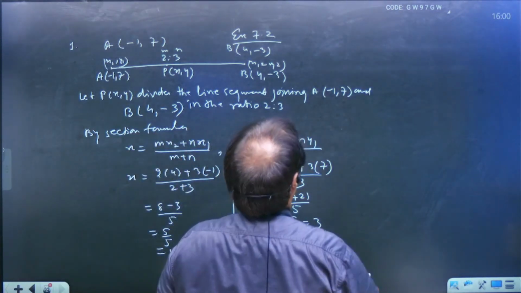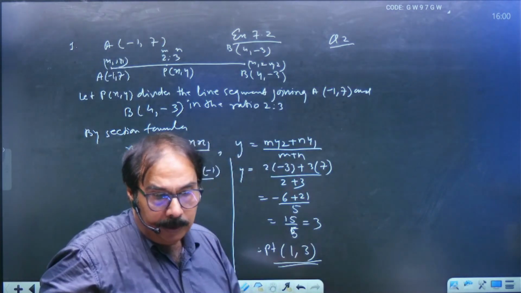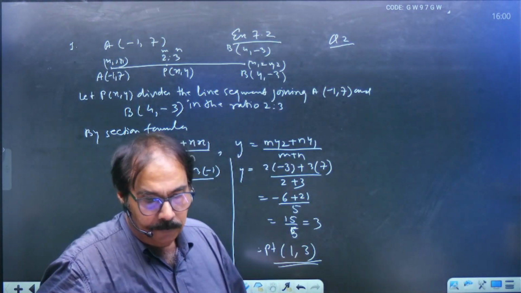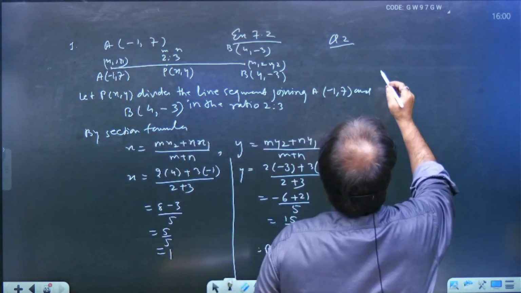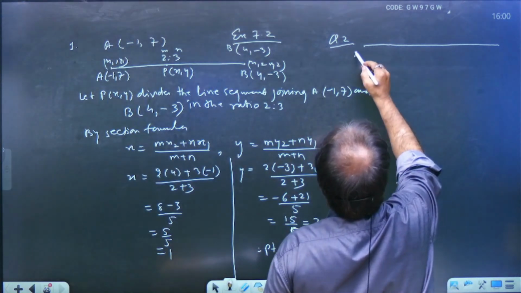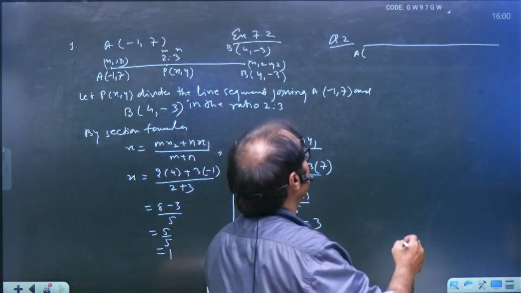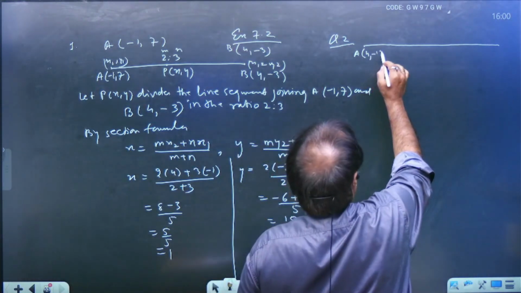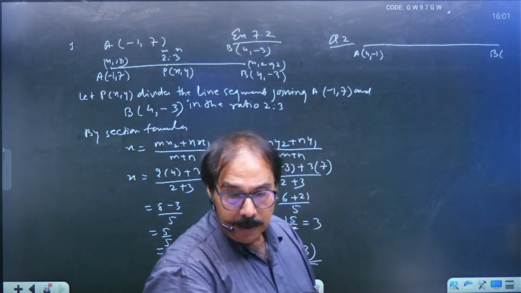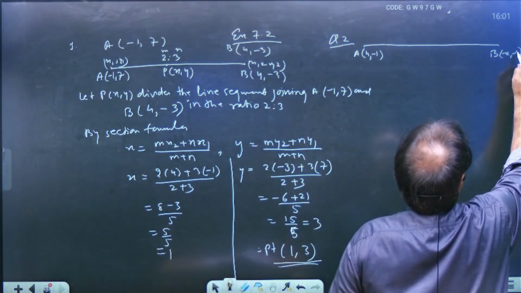Now the second question, question number 2, is: find the coordinates of the points of trisection of the line segment joining (4, -1) and (-2, -3). Trisection means, what is the meaning of trisection? Trisection means 3 equal parts. Suppose this point is A whose coordinates are (4, -1), and B is the other point whose coordinates are (-2, -3).